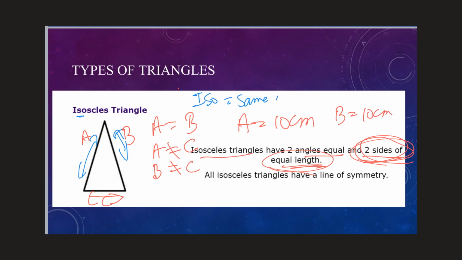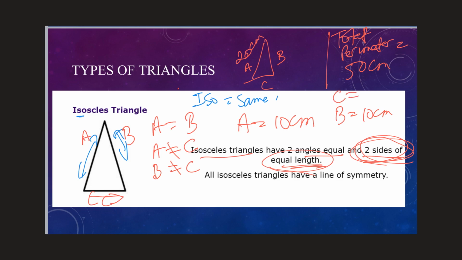Alright, we could even do some more complex questions, which they should most likely give you in section 1. They give us an isosceles triangle here. They say this side is 20 centimeters, and the total perimeter equals, let's say, 50 cm. Determine side C. Okay, so if this is side A, this is side B, and this is side C, they want to know the length of side C.